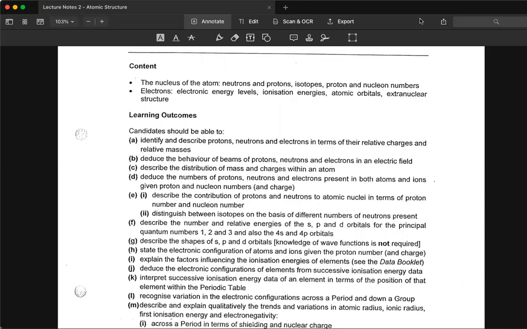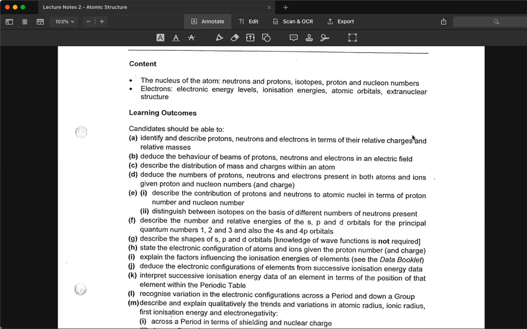Good evening, everyone. From today onwards, I will be giving a series of lessons on A-level chemistry, starting with this topic called atomic structure. This is one of the first few topics covered in most of the JCs in Singapore. So I'm covering the A-level chemistry syllabus with this topic, atomic structure.